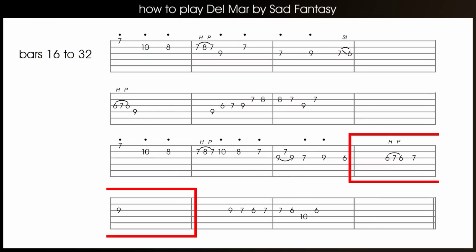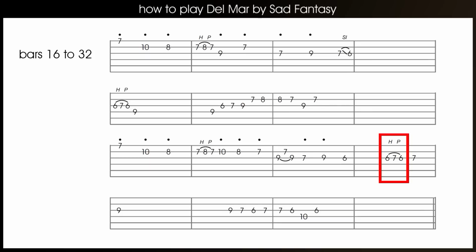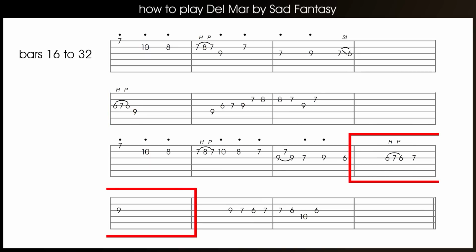Right, let's take a look at the next 2 bars, where we play the 6 hammering to the 7 and pulled back off to the 6, just like we did in the previous 2 lines. But this time we go to the 7th fret and then the 9th fret. Here's what those 2 bars sound like with a 2-bar introduction.